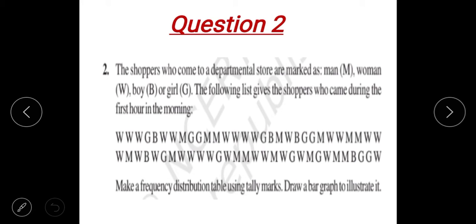So here there is some information. You have to make a frequency distribution table using tally marks, and also make a bar graph to illustrate it. Class, if we see in the listing, W means women. When you count this, it is 1 2 3 4 5 like this.